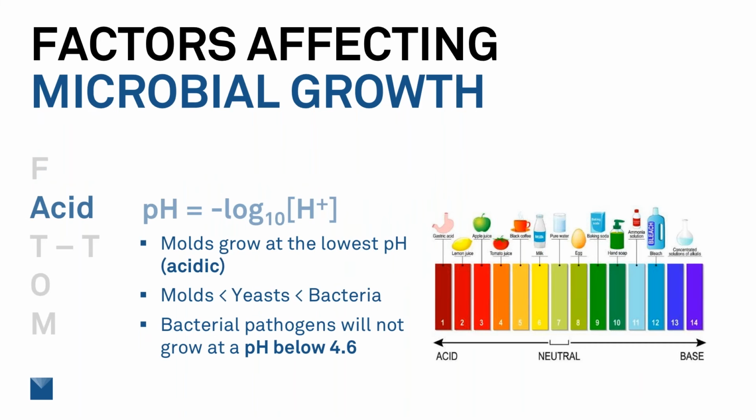Acids, we're talking about pH here. So molds can grow at the lowest pH, so in more acidic conditions. So far as the progression between molds, yeast, bacteria, molds can go the lowest. Yeasts are in the middle, and bacteria are the highest. And interestingly, the bacterial pathogens will not grow at a pH below 4.6. And this is going to be a really crucial factor, and we're going to learn more about that as the presentation goes along here.